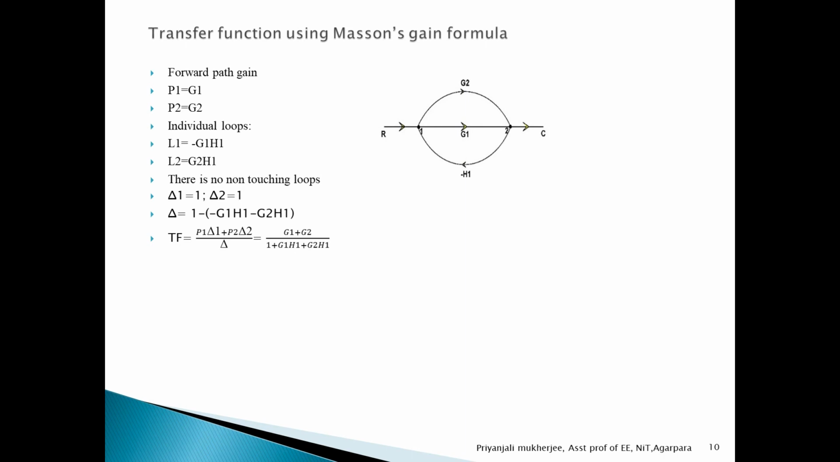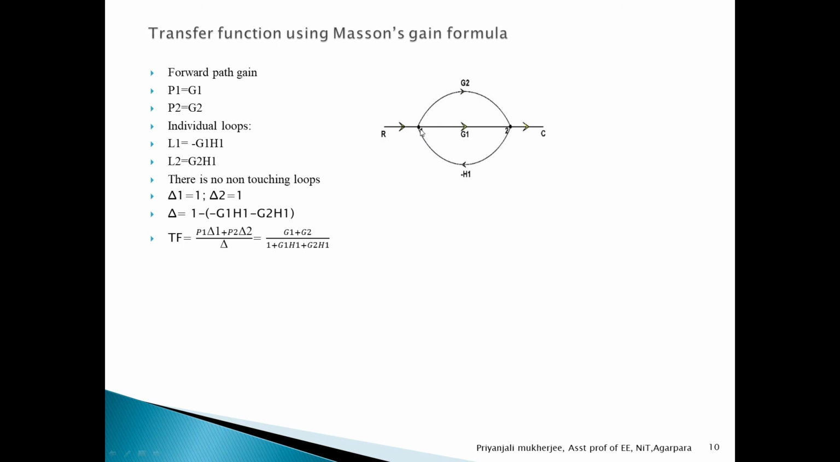We need to find the transfer function of this signal flow graph using Mason's gain formula. So here in the signal flow graph, first we need to identify how many forward paths are present. There are two forward paths. One is from R to C, and on this path nothing is written, which means we consider 1. So 1 into G1 into 1 is G1, and the second forward path is 1 into G2 into 1, that is G2. So there are two forward paths, G1 and G2.